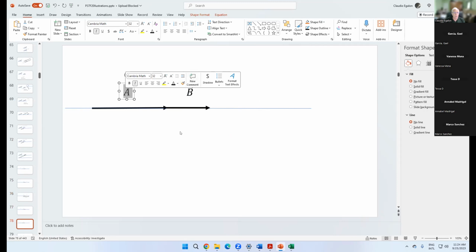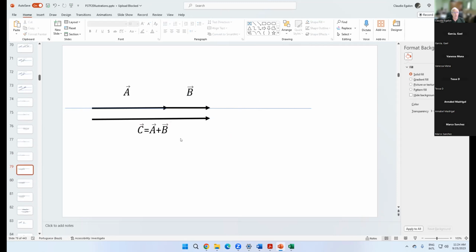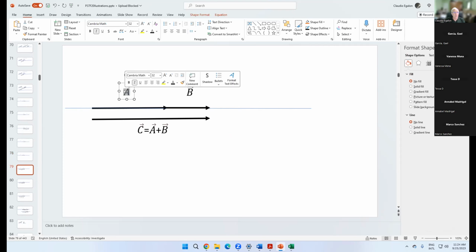One-dimensional summation of vectors, right? The other method doesn't work for one-dimensional summation of vectors.